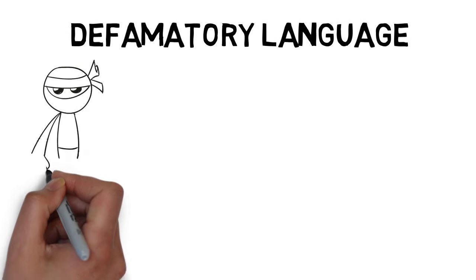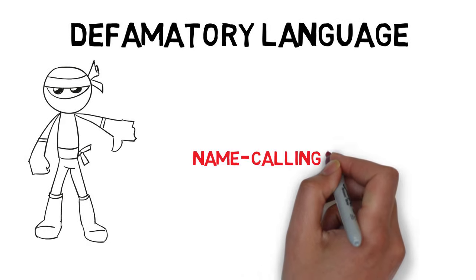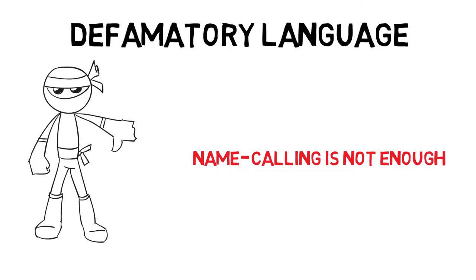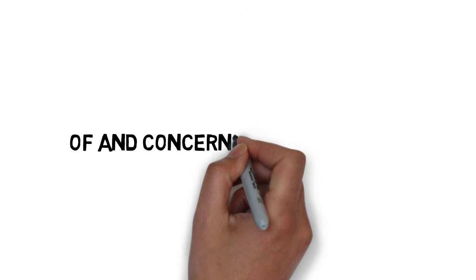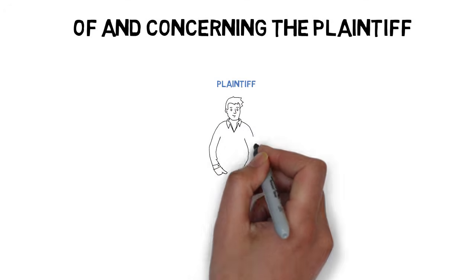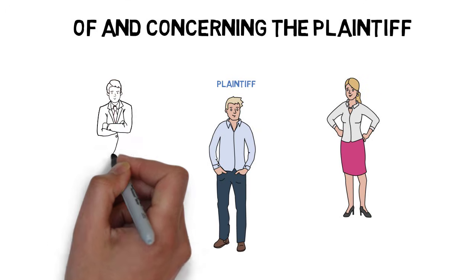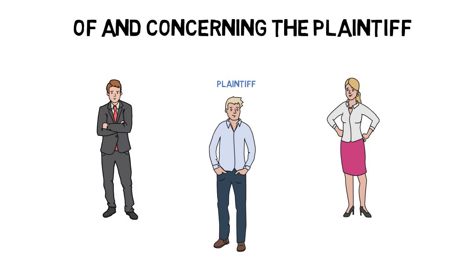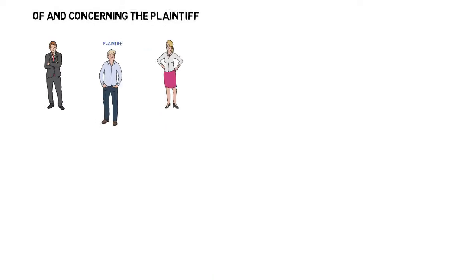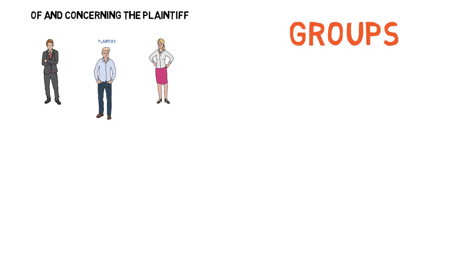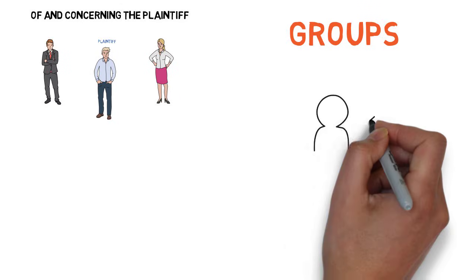When it comes to defamatory language, the meaning of defamation is anything that really harms a person's reputation. Next, we come to the of and concerning the plaintiff. The defamatory statement must relate to the plaintiff. It can't be about the plaintiff's sister, the plaintiff's brother. It has to be about the plaintiff. And there's an interesting little side twist in there when it comes to groups.